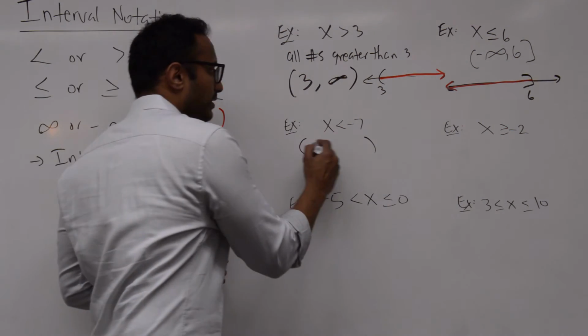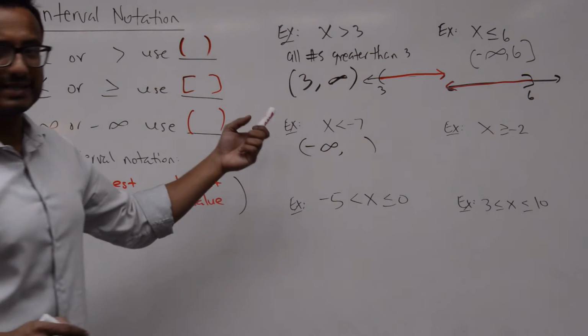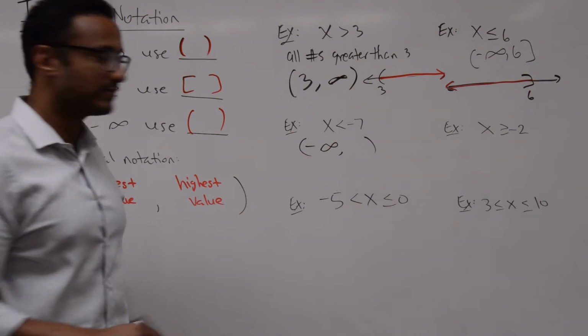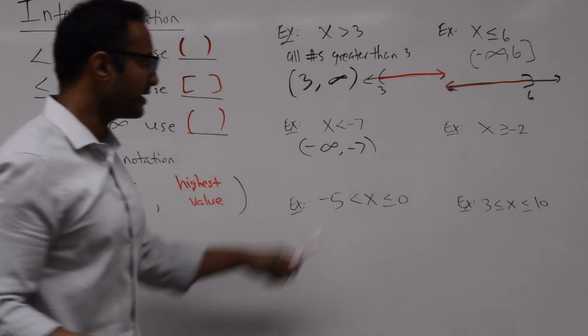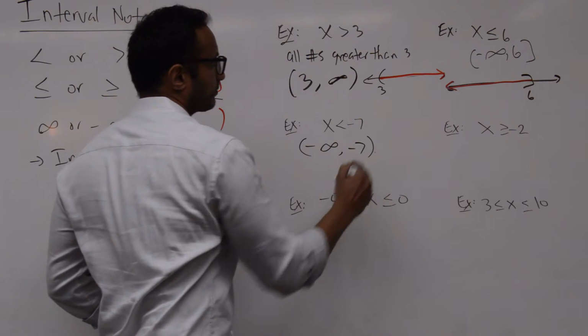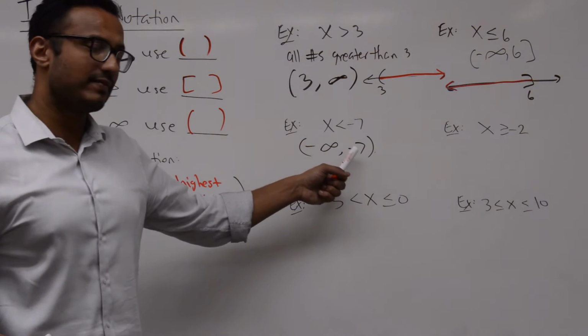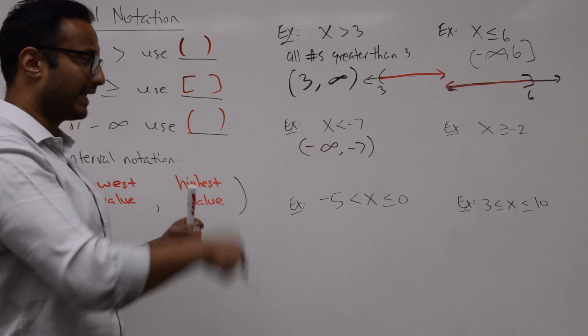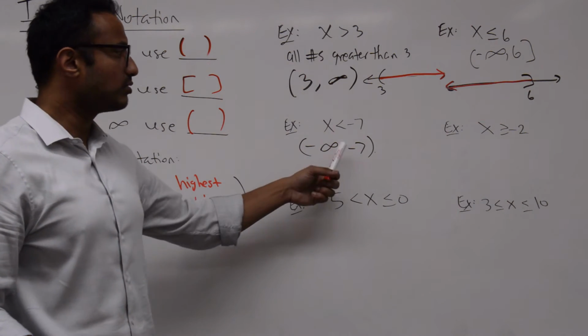The numbers get infinitely small, so they're going to go towards negative infinity, but the numbers never go past negative 7 because it's less than negative 7. So we're going to have negative 7 with the parentheses. This tells you that negative 7 is not included, but even the smallest value less than negative 7, like negative 7.001, is going to be in your solution set.